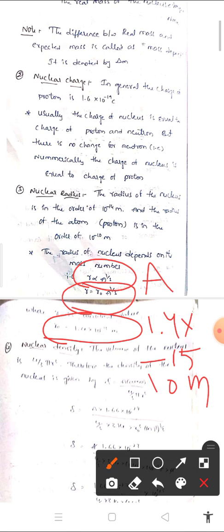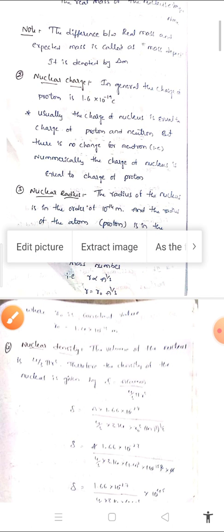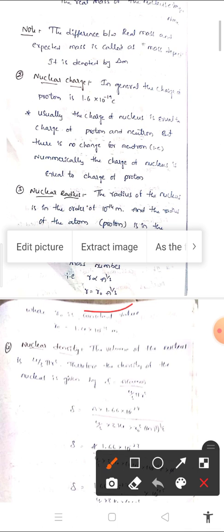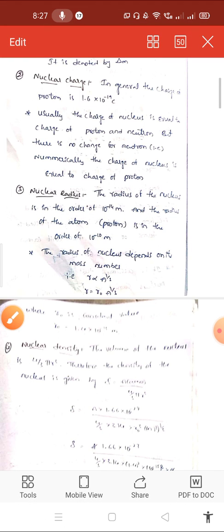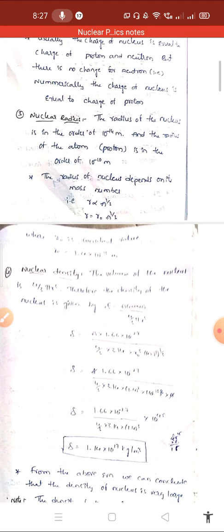Okay, 1.4 into 10 to the power of minus 15 meters, that is the R naught value. You have to remember always the equation, that is R is equal to R naught into A to the power of 1 by 3. This is about the nuclear radius.